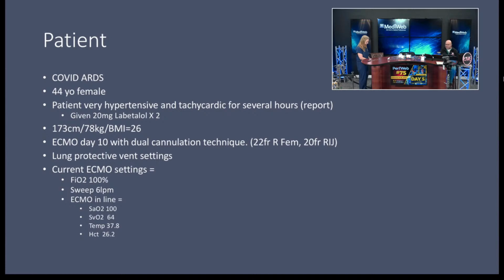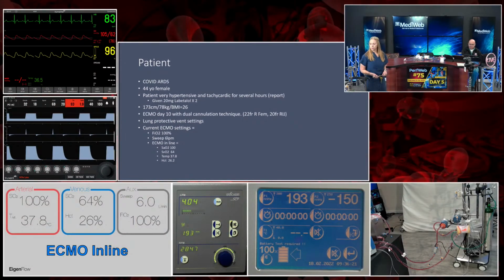The vent is on lung protective strategies, which I'll show you here shortly. And unfortunately, this patient has very low tidal volumes. The lungs are almost not contributing at all, which we'll show you. The ECMO settings are 100% FiO2, sweep of 6. ECMO inline is reading 100% on the SAT, 64% on the SVO2. Temp is 37.8, and the hematocrit inline is 26. And again, we're at 6 of sweep, 100 on the FiO2. So this is how you show up. So turn on the sound and go to the full screen.